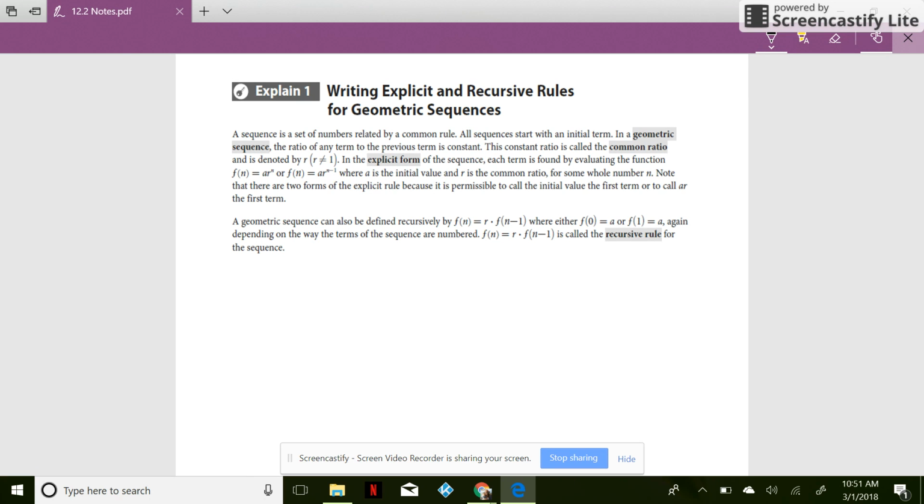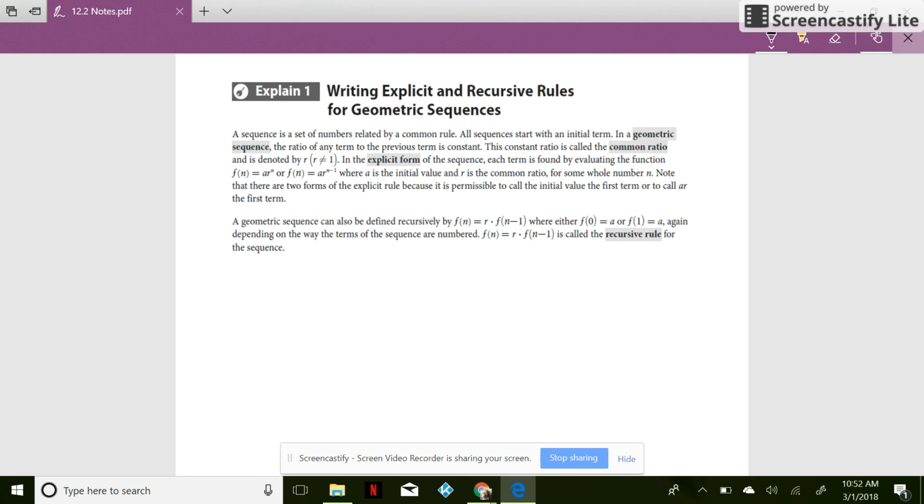So for the explicit form of a sequence, each term is found by evaluating the function f of n is equal to a times r to the n. So a, again, is our initial value. r is that common ratio. Or f of n is equal to a times r times r to the n minus 1. Note there are 2 forms of the explicit rule because it's permissible to call the initial value the first term or to call ar the first term. So it depends on where we're starting from again.